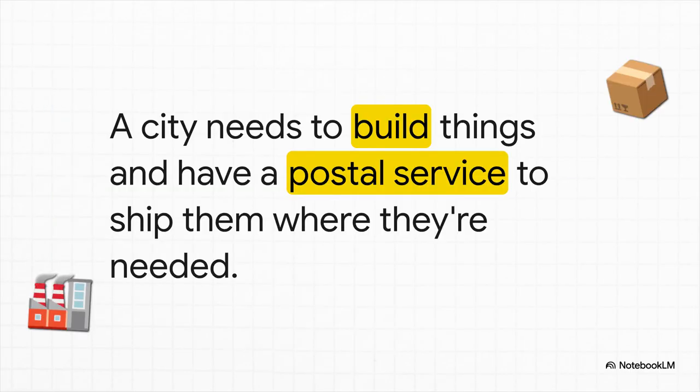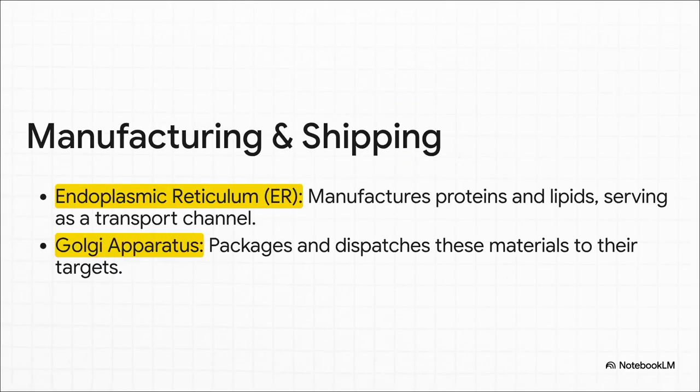Okay, our city's got borders, a city hall, and power. What else does it need? Well, it needs industry. You need factories to actually make stuff, and you need a postal service to get that stuff where it needs to go. Inside the cell, this is handled by a really cool two-part system. First, you have the endoplasmic reticulum. We just call it the ER.